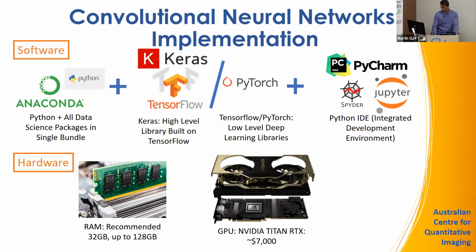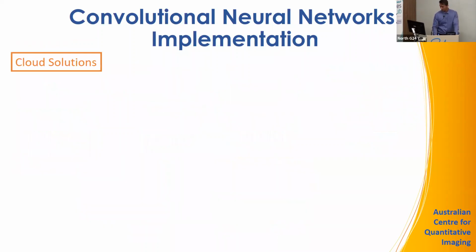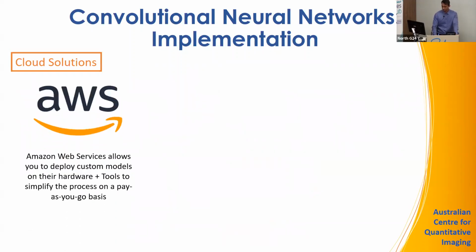And especially with the COVID shortages and whatnot, it's making it a lot more difficult to get some of these GPUs. Alternatively, though, there are cloud solutions, but as Jake mentioned, ethical considerations must be considered, because you don't want your data to be leaking out or to be violating any agreements that you've made with your given ethical board. So Amazon Web Services allows you to deploy custom models on their own hardware, and they have tools to simplify the training process.